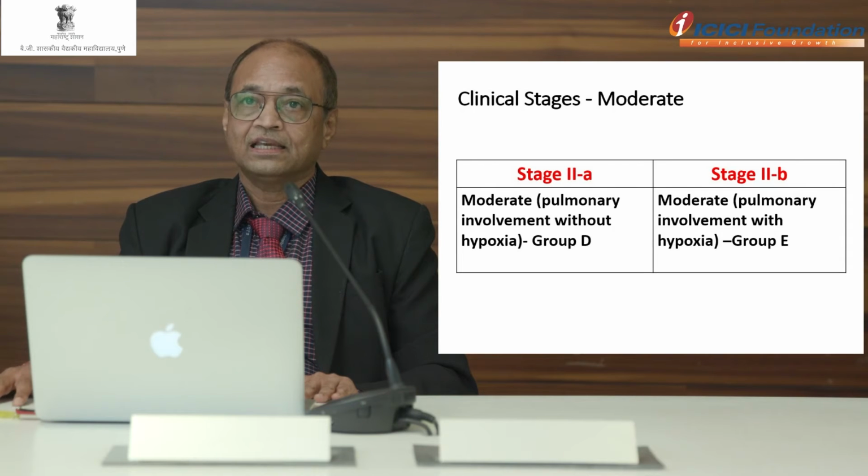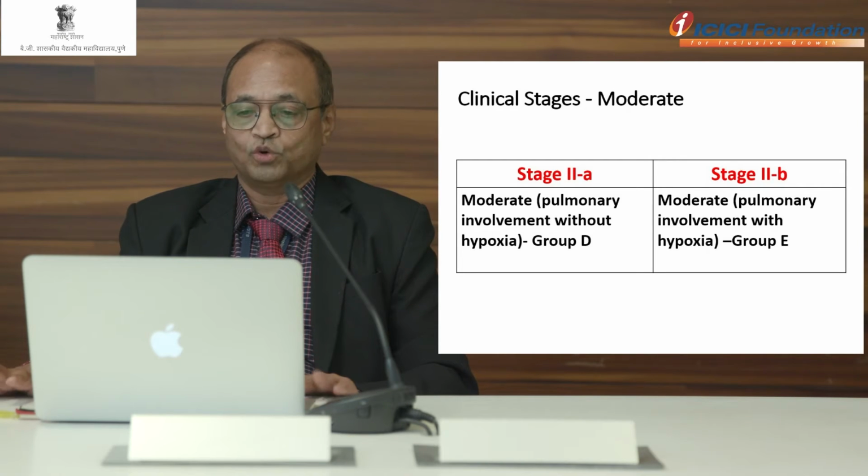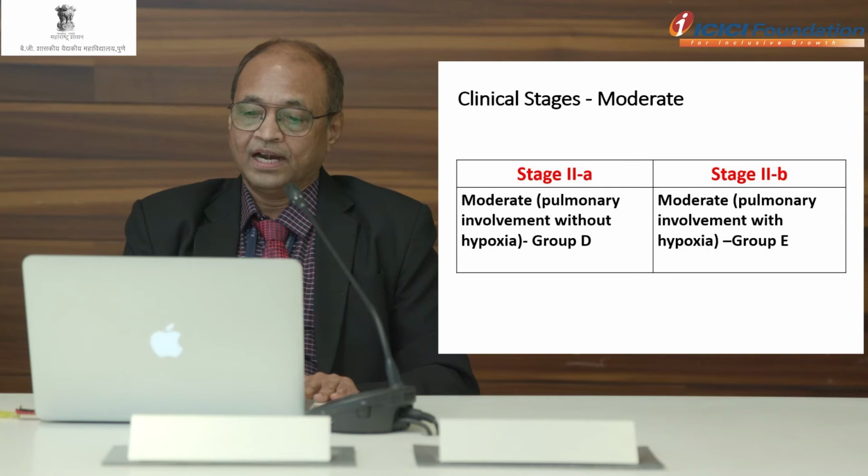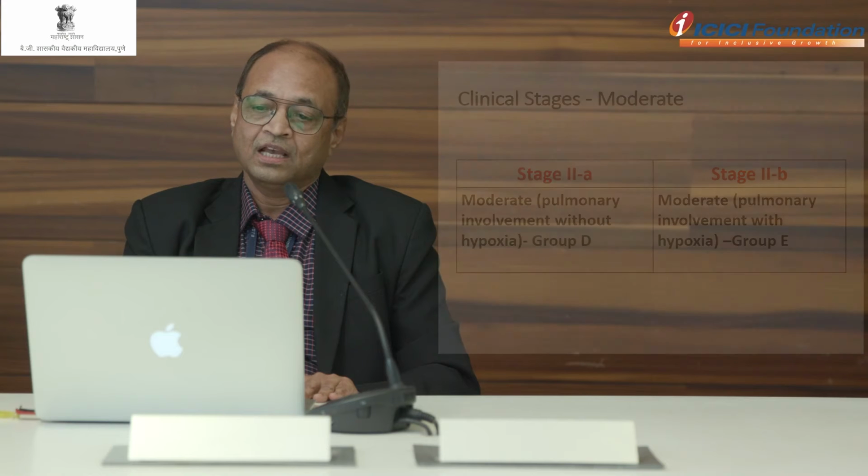In 2A disease, along with pneumonitis, there is no hypoxemia. That means the patient's SpO2 is absolutely normal, more than 94, more than 95, could be 96, 97, 98 and so on. In 2B disease, the moderate illness B category, the patient has pneumonitis but there is hypoxemia. That means the patient has an SpO2 of less than 94%. Then we call it moderate 2B disease. Moderate 2A disease can be called group D disease, and 2B disease can be called group E disease.